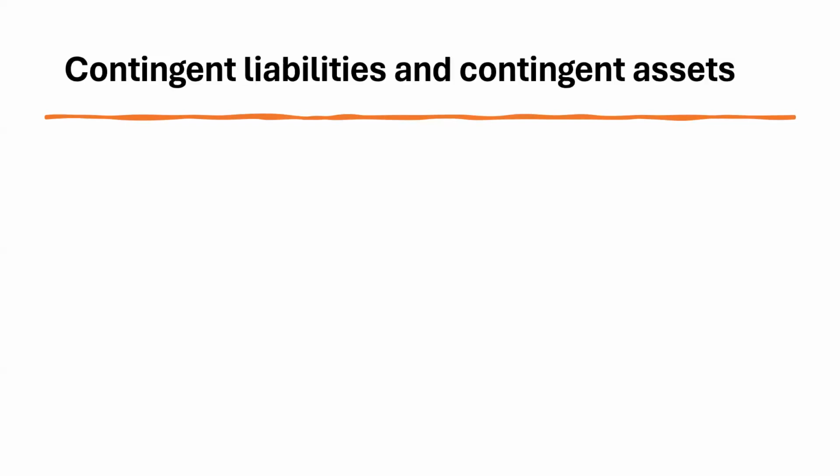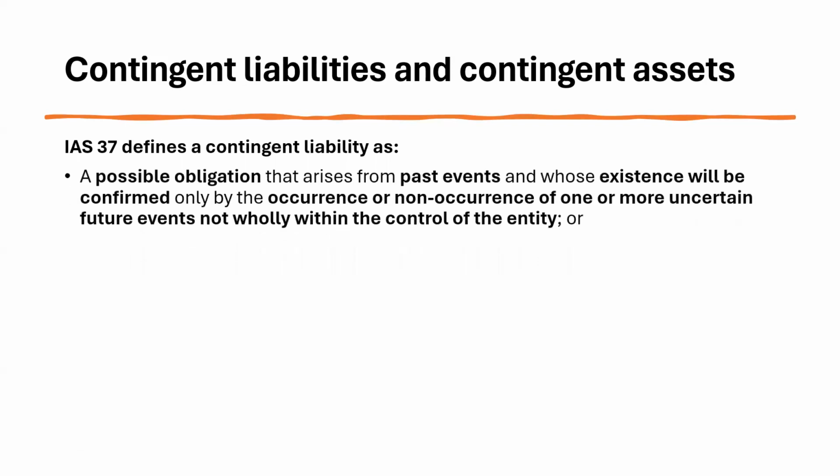Okay, let's dive into contingent liabilities and contingent assets. So the standard defines a contingent liability as a possible obligation, underlining the word possible. It might be a possible obligation that arises from past events and whose existence will be confirmed only by the occurrence or non-occurrence of one or more uncertain future events, not wholly within the control of the entity.